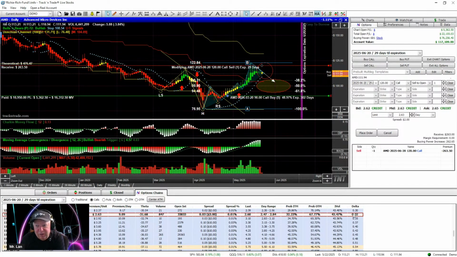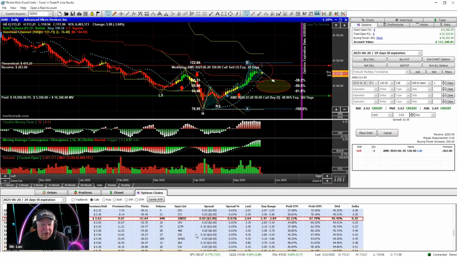Your delta is 0.32. Your implied volatility is, let's see, probability of being out of the money, 67%. Probability of being in the money is 32%. So we got a higher probability of being out of the money, which is what we want. We want this market to drop. If we anticipate it going to break those blue lines and continue to fall, we'll make money on here, depending on how aggressive you want to be.